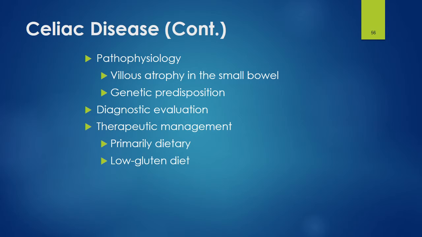Treatment of patients with chronic celiac disease is primarily dietary and consists of strict adherence to a gluten-free diet. Wheat, rye, barley, and oats should be eliminated from the diet. Corn and rice become substitute grain foods.